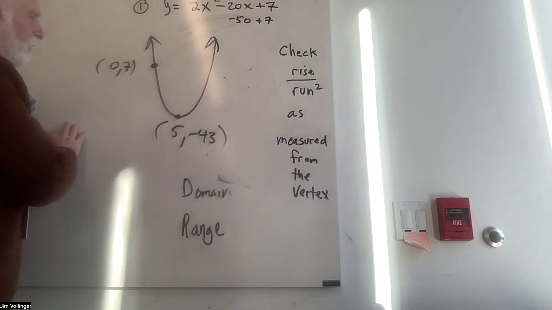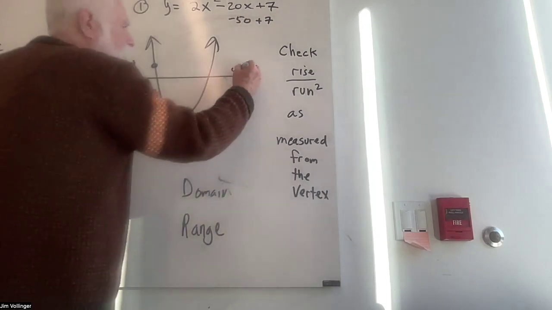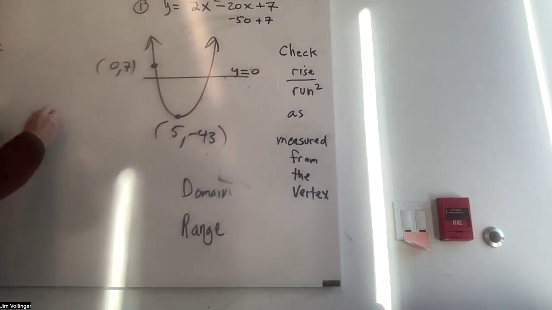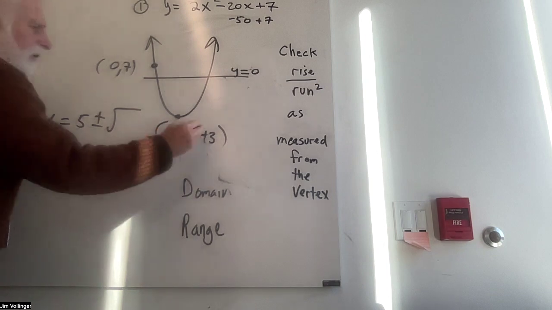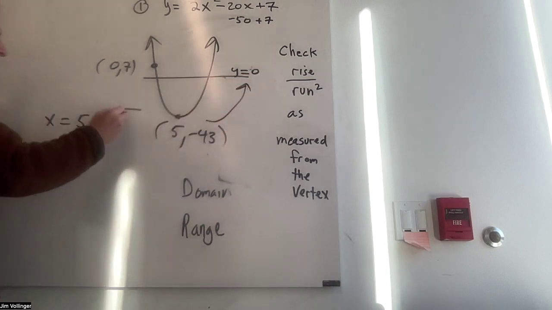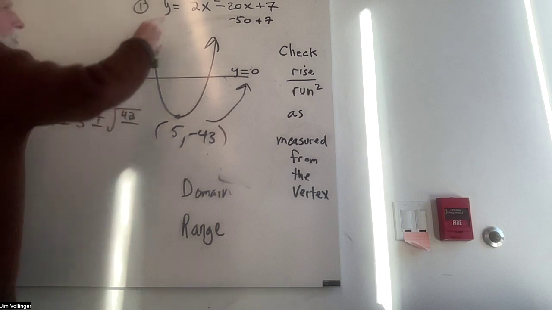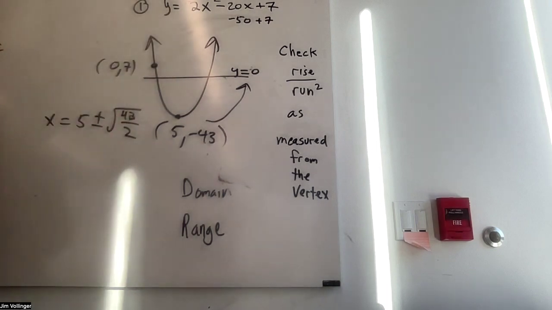I could put it in graphing form, but I want to know when I hit a height of 0. So therefore, I know I'm measuring from 5, plus or minus, I know I'm going to take a square root. How do I get from minus 43 to 0? I go up 43 units. I didn't write that well. And my A term is a 2. Okay, so that should be the roots.